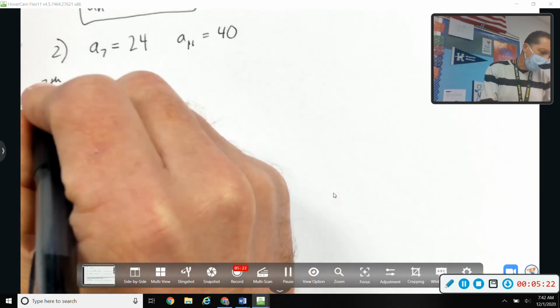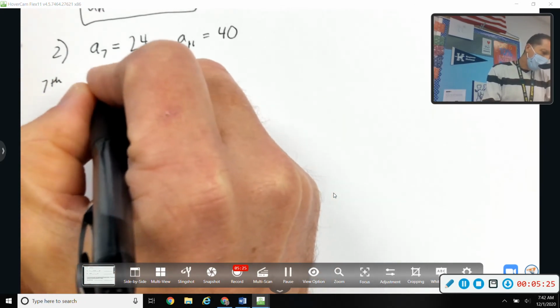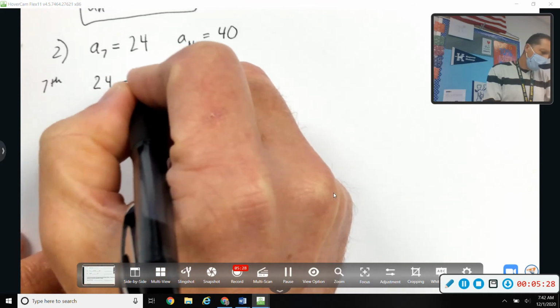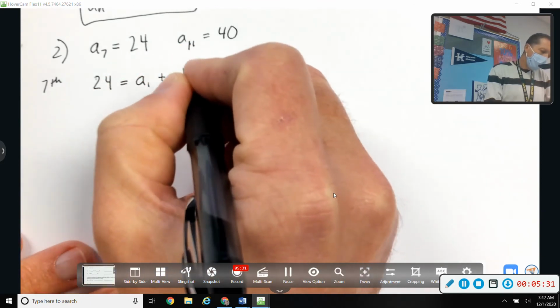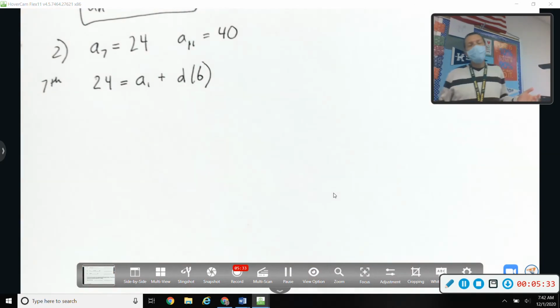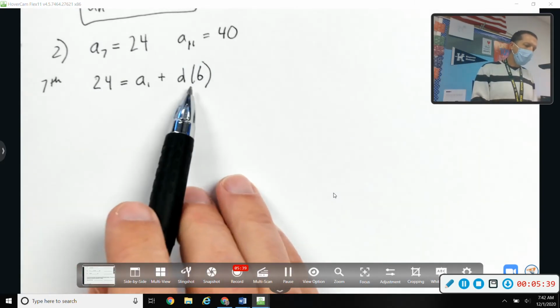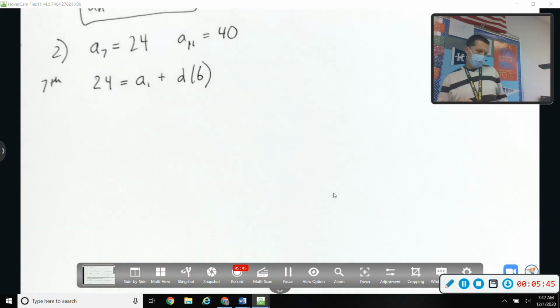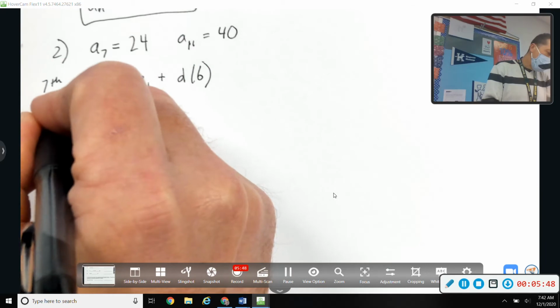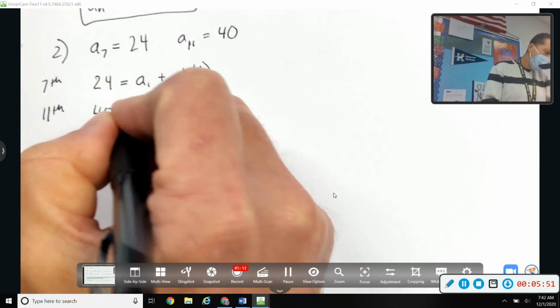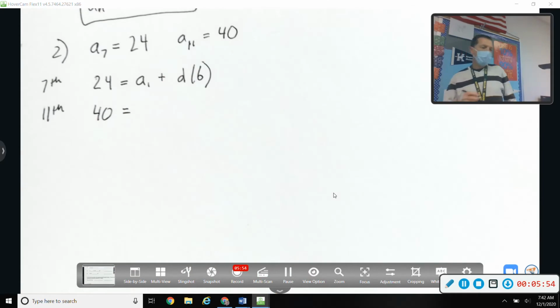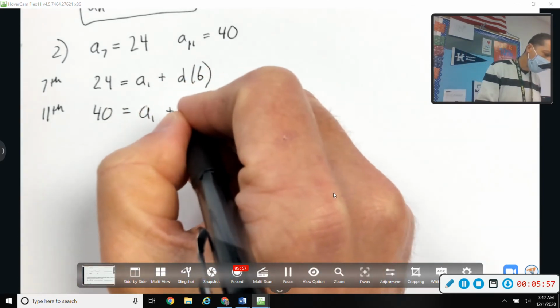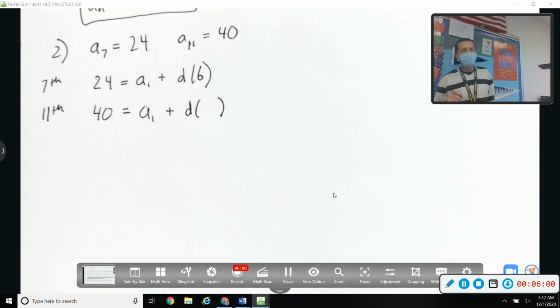So let's write the formula for the 7th term. So that means 24 equals A1 plus D times 6. All right, I don't know what A1 is. I don't know what D is. But to get to the 7th term, I start with the first term. I add 6 differences, and I would land at 24. And if we write the 11th term formula, again, we start with A1. How many times would we have to add the common difference to land at the 11th term? 10.